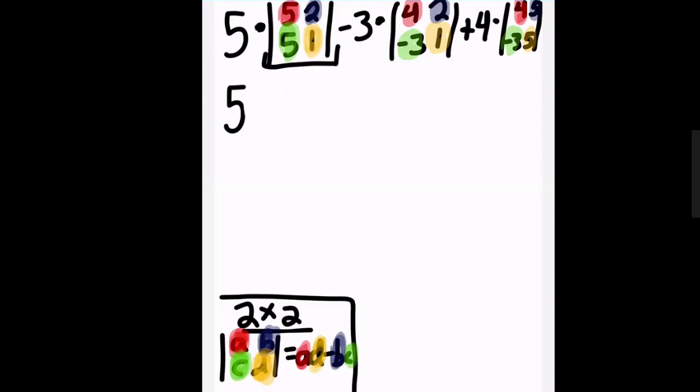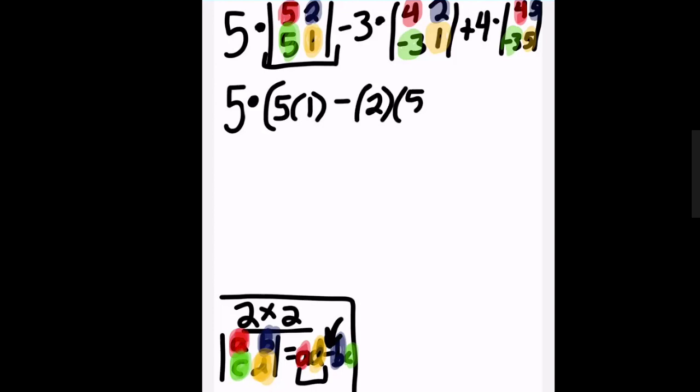So you don't need that line over there because you're going to be multiplying it just as it is. So it'll be AD, so 5 times 1 minus, remember there's a minus sign over here, minus B times C, so minus 2 times 5. Then we have -3 times, so we have our submatrix over here, and we have 4 is A, 2 is B, -3 is C, and 1 is D.